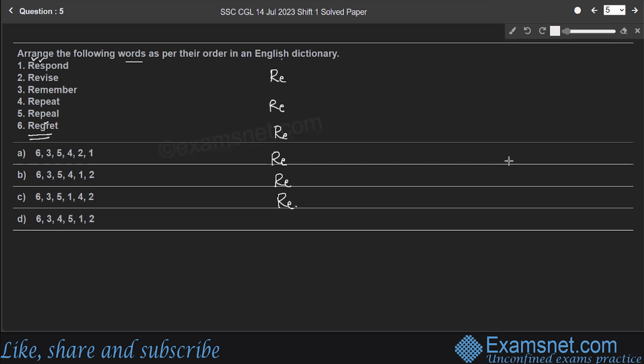So, which are the third letters of the remaining words, right? Therefore, R, E, G comes before the remaining words. So, R, E, G, regret will be the first word in the English dictionary, right? So, among the 6 words, the 6th word comes before the remaining, right?